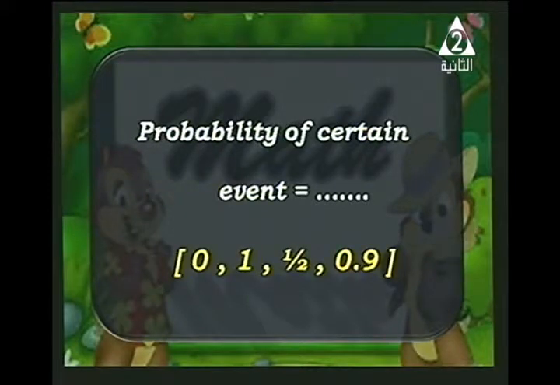Another example, probability of certain event equals what? Is it 0, 1, half, or 0.9? What about certain event? It is the sure event, exactly. So its probability is going to be 1.